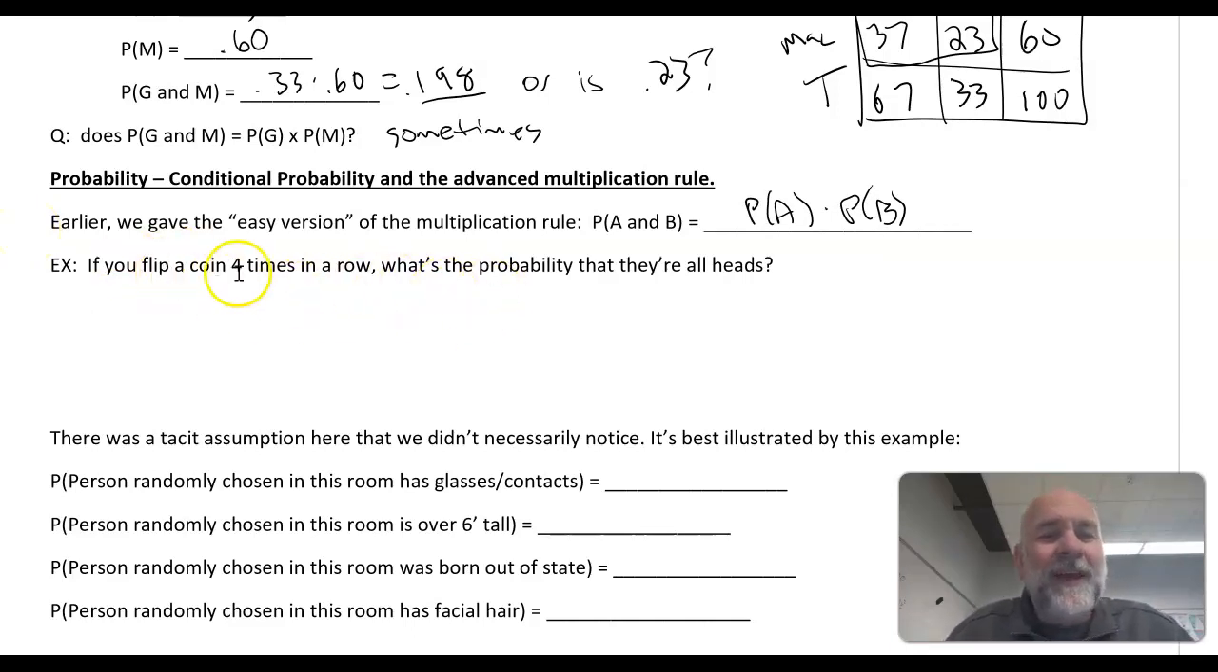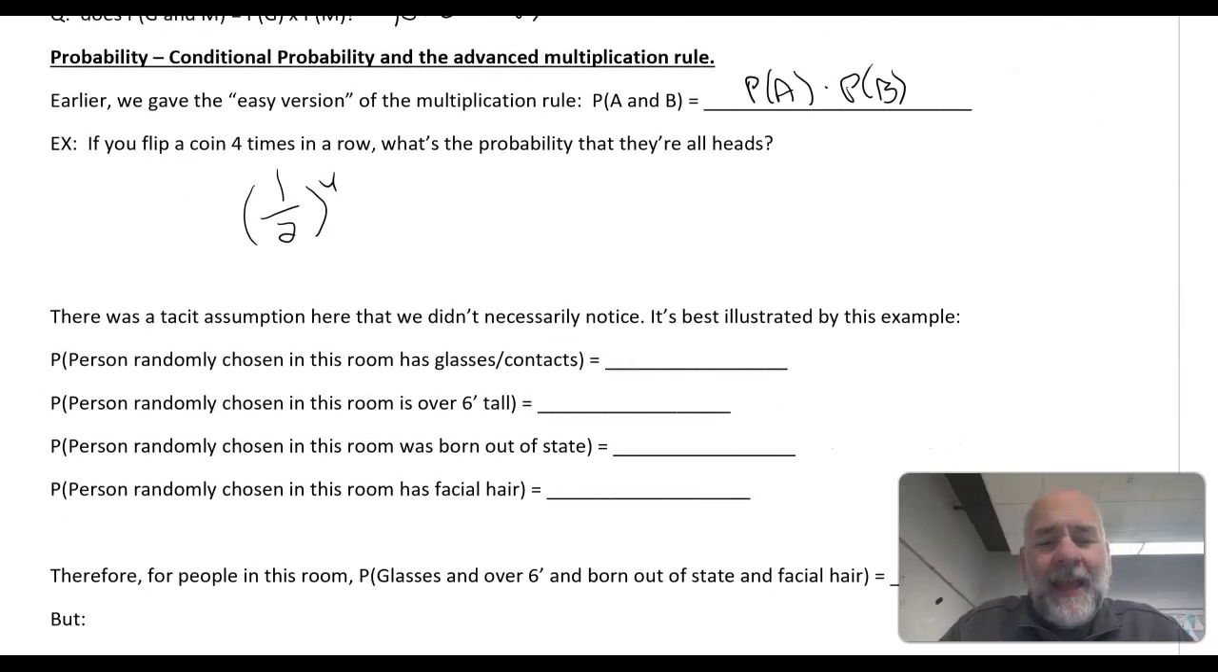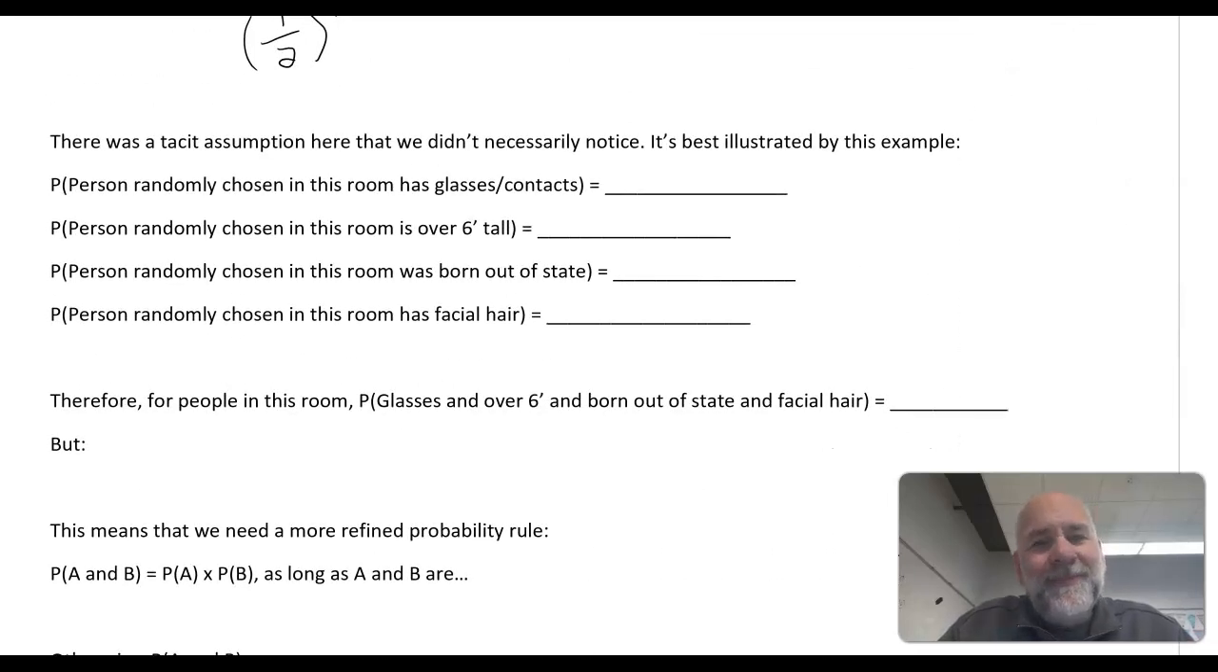That's the easy version. It totally works in certain circumstances. If you flip a coin 4 times in a row, what's the probability they're all heads? It's 1/2 to the 4th. That totally works. That hasn't changed. I have an example here that I'm not going to go through. I do it if we're in class. Well, okay, I will do it really fast.